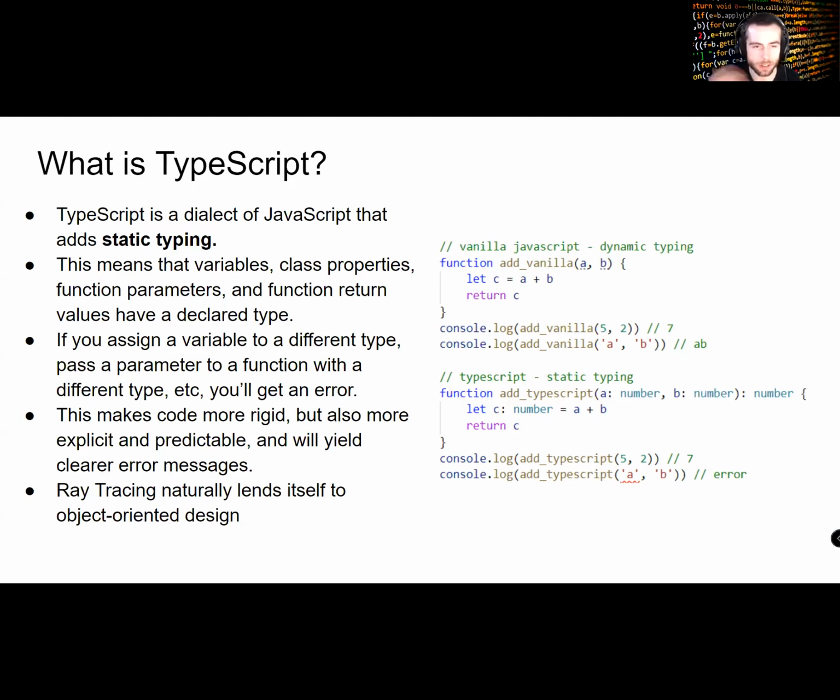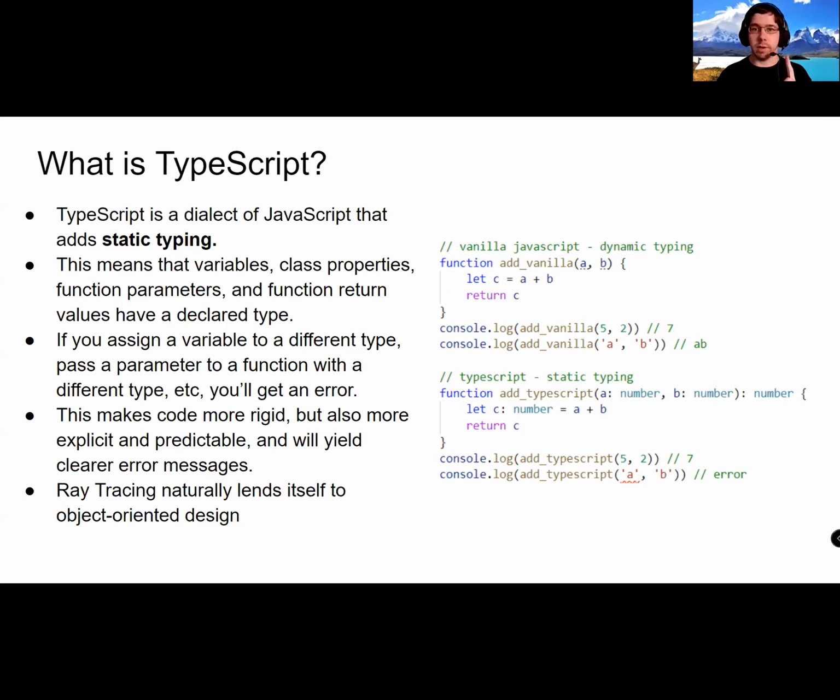Because if you call a function and you accidentally pass the wrong parameters in vanilla JavaScript, it might not crash. It might crash in some arbitrary place inside the function. It would give you a very ambiguous error. Whereas with TypeScript, if you pass the wrong parameter to a function, it'll tell you immediately that you passed the wrong parameter.